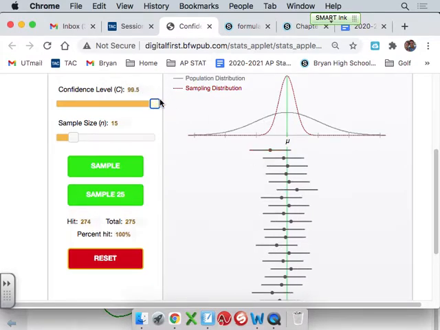So here's an example of the question: why would we not use this all the time?